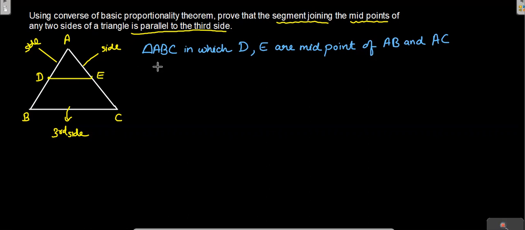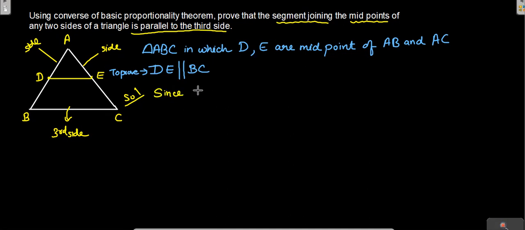What we are going to prove here, according to the statement, is that the line joining the midpoints of any two sides of a triangle is parallel to the third side. So which is that line segment? The line segment is DE, which is parallel to the third side of the triangle. Here the third side is BC. This is what we have to prove. So let us do that now. First we will write the information.